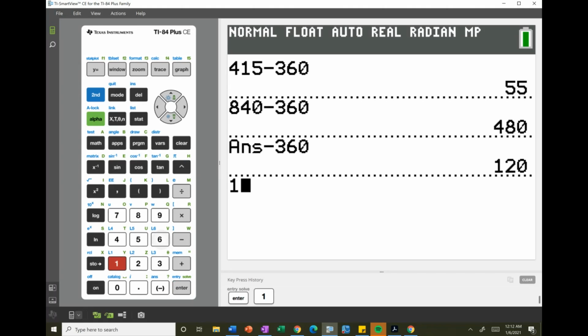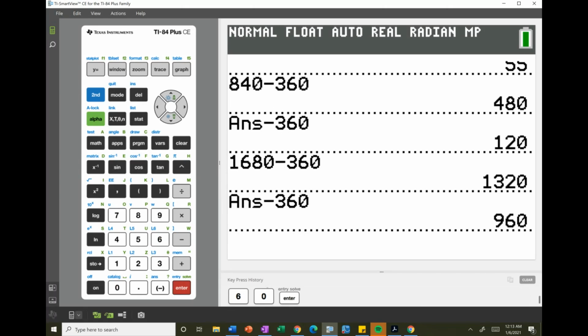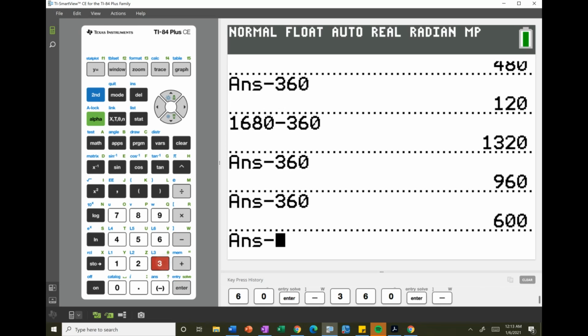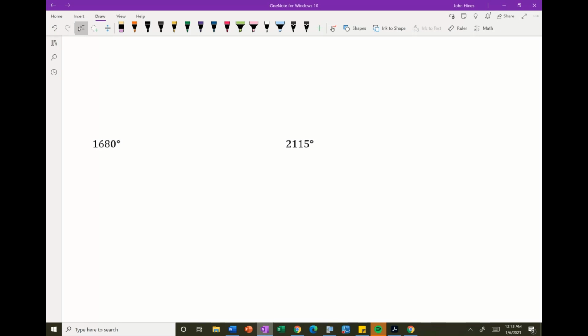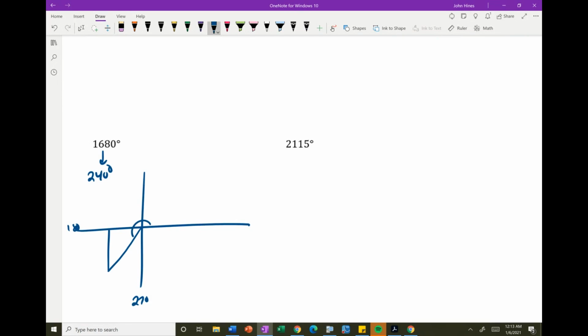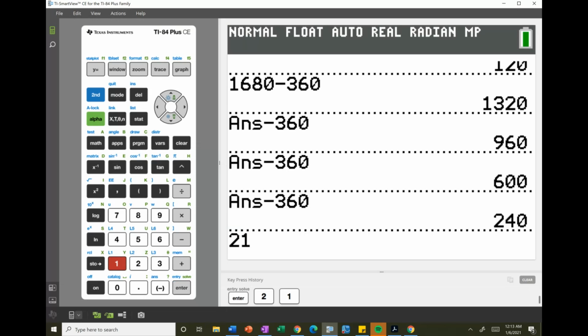1680. Well, I'm just going to sit here and keep subtracting away 360. 1, 2, 3, 4. So it's really 4 spins around the circle, and it really lands in the same spot as 240. So I'm not going to draw on those 4 spins because that's just crazy. But where's 240? Well, it's smaller than 270, so it's in quadrant 3. It's coterminal with this angle in quadrant 3. It lands in the same spot. It just spins around the circle a couple more times. And 2115, way too big.